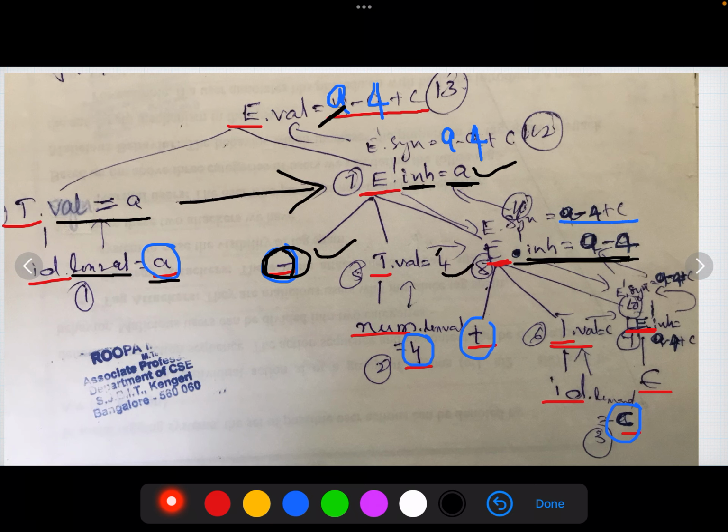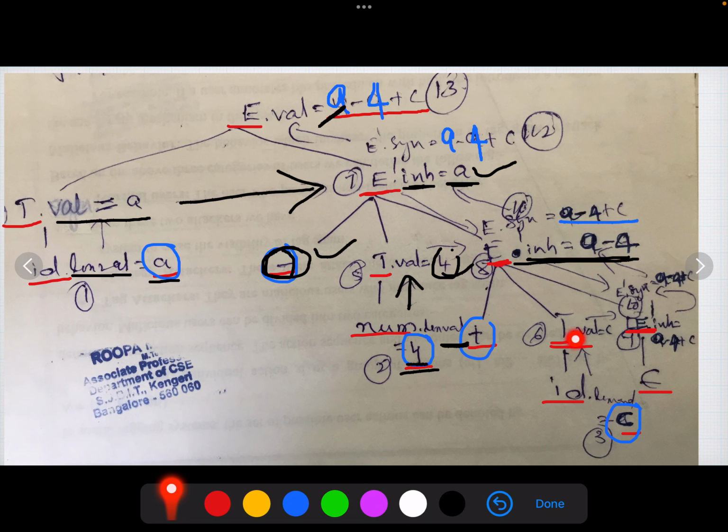Okay, for computation of this 4, you have to take the value from its leaf node. So num dot lexval is obtained from the symbol table as 4, and that has been moved here. Now you got a minus 4 as an inherited value of E'. Now this value is coming down for the computation of this plus. Okay, so this is coming down to E'.